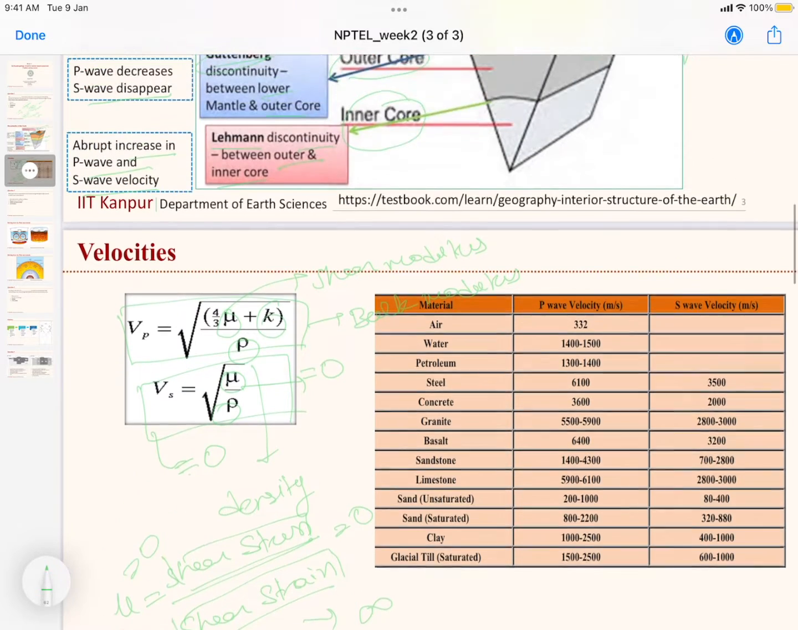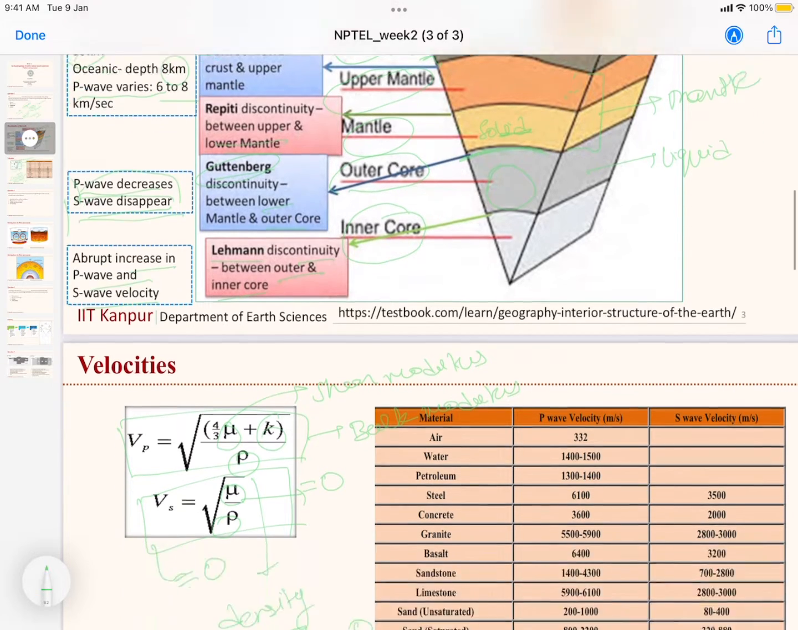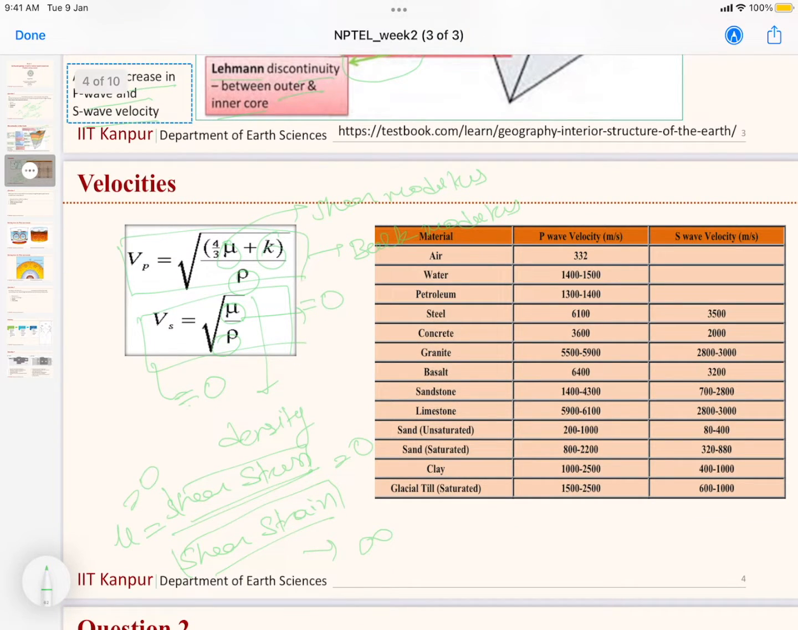So that's why at the Gutenberg discontinuity the S wave suddenly disappears, because it encounters the liquid phase in the outer core, and the P wave velocity decreases again due to the same reason. Now mu is equal to 0, so there is only one factor governing the P wave velocity, that is the bulk modulus. So that's why the P wave velocity decreases.